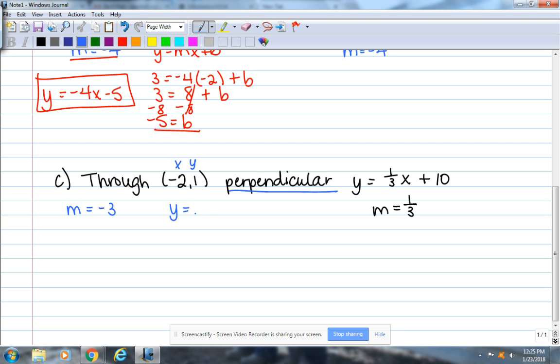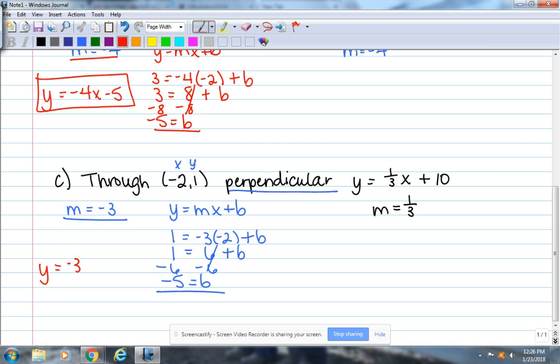So I'm going to plug that into y equals mx plus b to get my b value. So my y is 1, my m is -3, and my x value is -2. So -3 times -2 is +6. Subtract 6 on each side, and I get -5. So I have an m, I have a b, so I put that in slope-intercept form, and my equation of this line is y equals -3x minus 5.